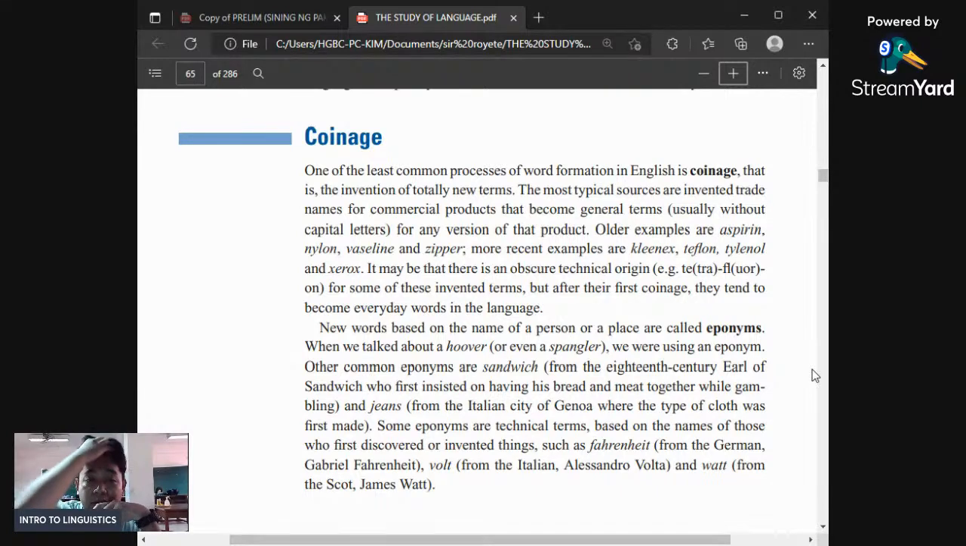So in coinage, yung halimbawa niya ay yan: aspirin, nylon, Vaseline, zipper, Kleenex, Teflon. Those are what we call coinage. Na-coin, na-invent, totally new terms. Alright, then the other one is, coinage din sila, pero ang ibang katawagan nila is eponyms. Diba? Joule, Newton's Law, mostly yung mga ganun. Fluorescent lamp, kay Flores. So that's eponym, because they're based on the name of a person or the place.